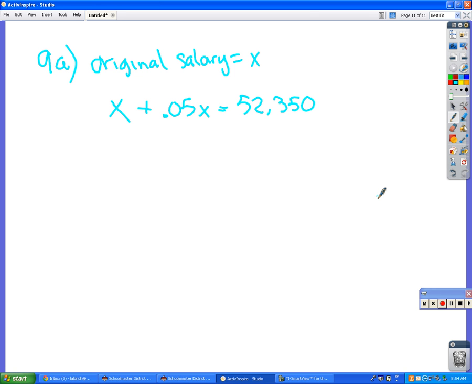No, because you're not taking 5% of his new salary. When I get a raise, they don't say your raise is going to be 5% of the new salary. They say your raise is going to be 5% of what you are making already. So you have to take 5% of your original salary. Wait, teachers don't get raises? Not lately.